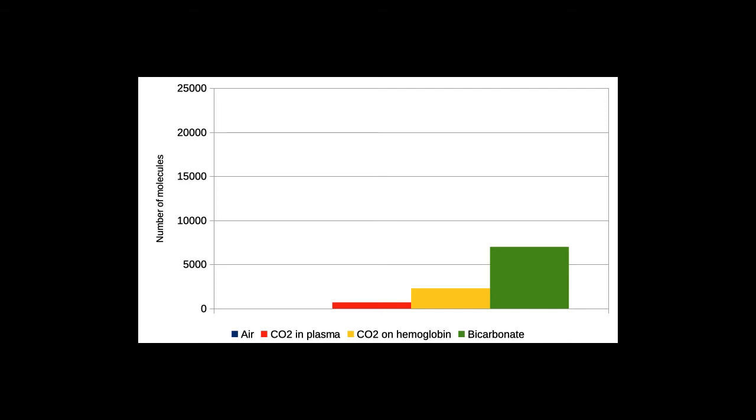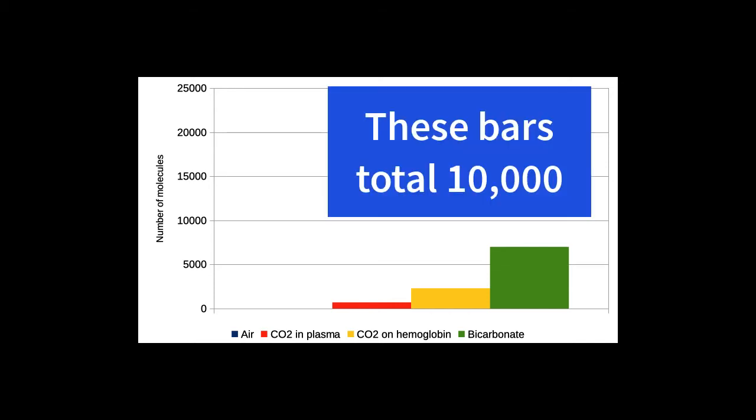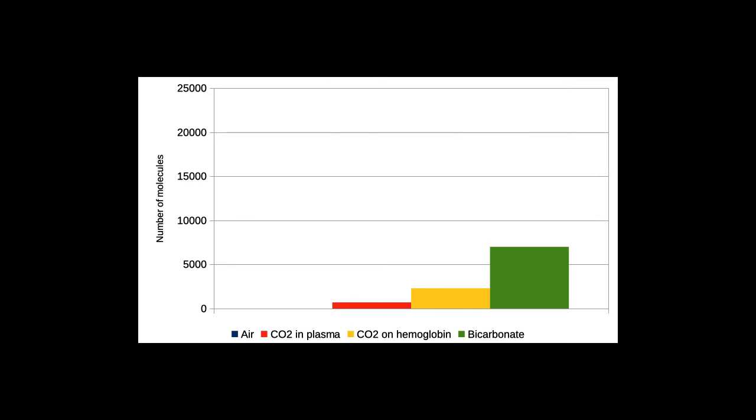Let's begin by imagining that we have some blood about to enter a systemic capillary. On this graph, I've imagined that we have 10,000 carbon dioxide molecules in that bit of blood, and I've distributed them among the appropriate areas. So we have 7% in the plasma as CO2, that's shown in orange, so that's 700 molecules. 23% bound to hemoglobin, that's shown in yellow, so that's 2,300 molecules. And 70% are in the plasma as bicarbonate ions.